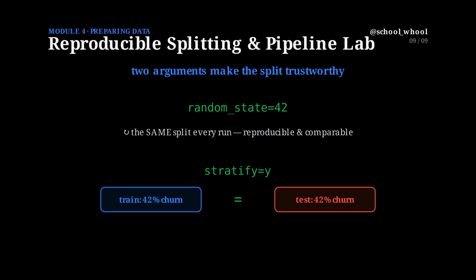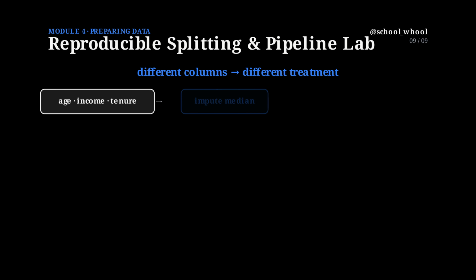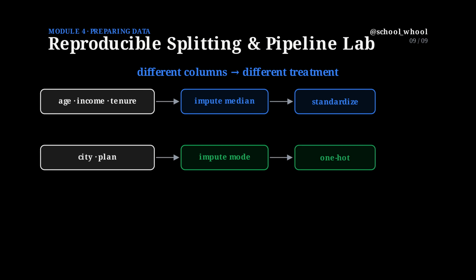Now, our columns aren't all the same, so they need different treatment. The numeric columns, age, income, tenure, get their own little pipeline. Fill missing values with the median, then standardize. The categorical columns, city and plan, get another. Fill with the most frequent value, then one hot encode. A column transformer routes each column to the right branch. Numbers go one way, categories the other.